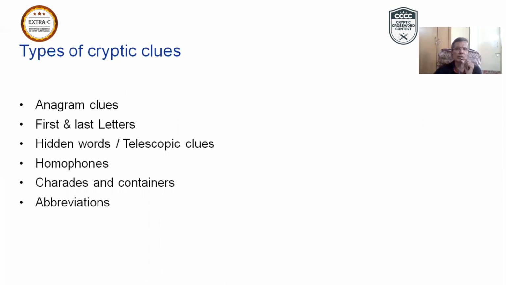To understand that, you have to first understand what are the different types of cryptic clues that you can get. So, the most basic types of cryptic clues are anagram clues, first and last letter clues, hidden word clues, homophone clues, charade and container clues, and also common abbreviations. We will go through each of them in this video.